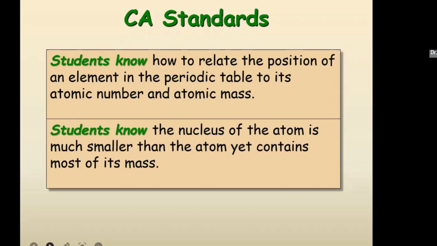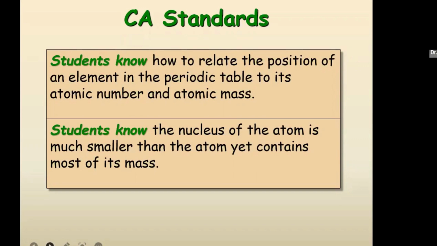First shell contains how many electrons maximum? First shell contains 2. So out of 19, 2 came in the first shell. Second shell contains how much? 8. So 2, 8 is done. 10 are over. Rest are 9. So third shell would contain how many electrons in potassium? 8. And the fourth shell? 1. So the configuration becomes 2, 8, 8, 1.